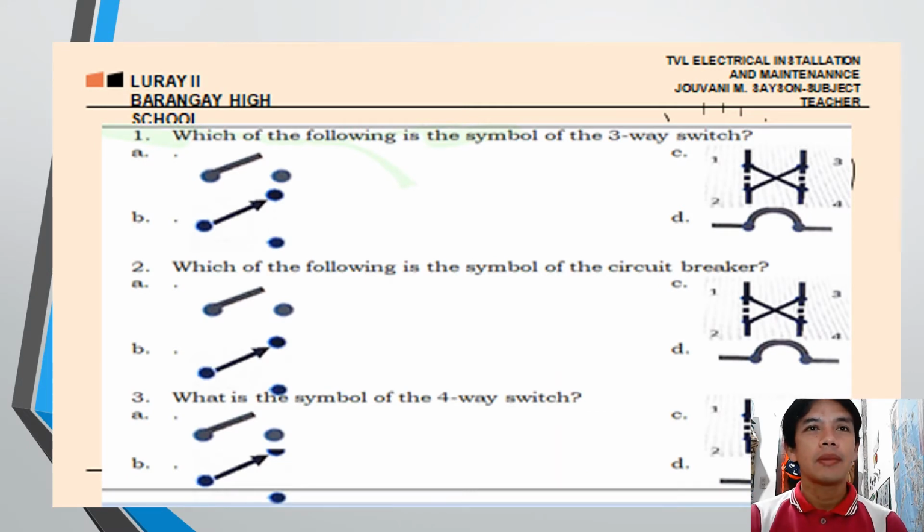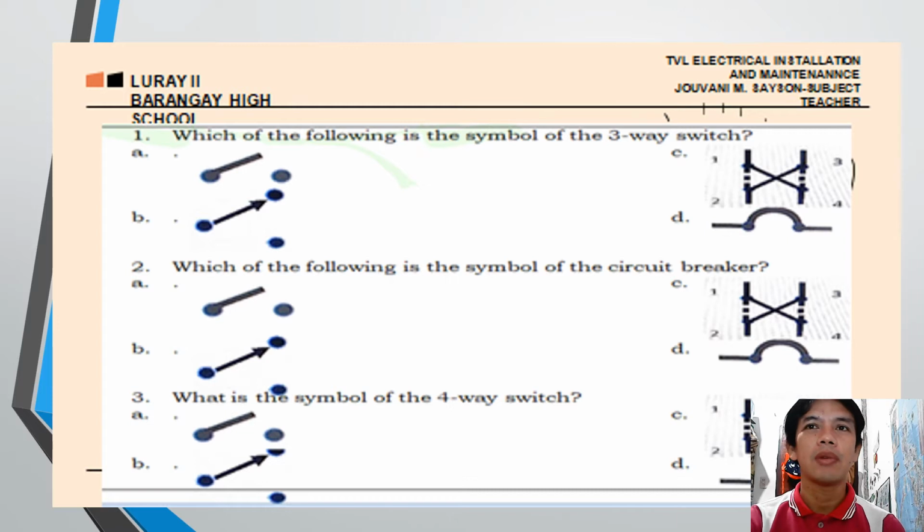So before we start, I have here an activity which is very simple. Number 1, you can use ball pen or pencil, and you have to write your answer in the band paper and submit your answer during the getting of module or distribution of module. This would be recorded to your performance. So number 1, which of the following is the symbol of the three-way? So you have there the 4 choices.